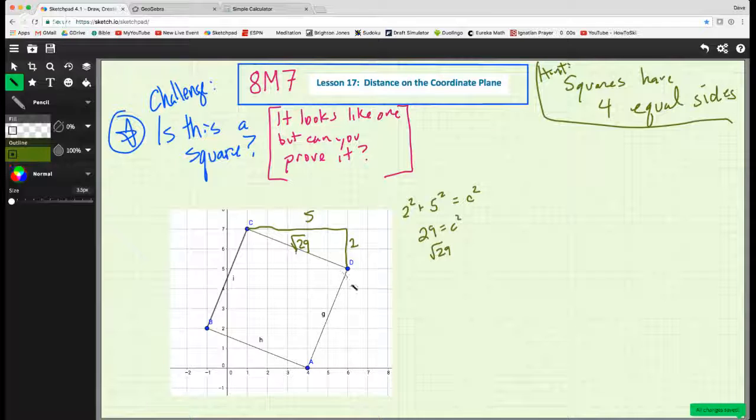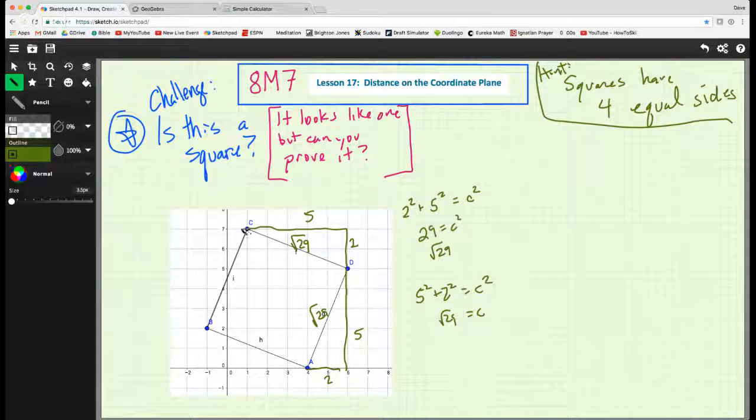Well, let's look at this side. Well, this side is 5 and 2 also. So G has the same length because it is the hypotenuse of a triangle with 5 and 2 as its legs. So there we got c is equal to the square root of 29. So this is the square root of 29. We're well on our way to proving that this is a square.